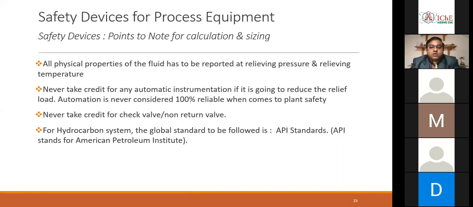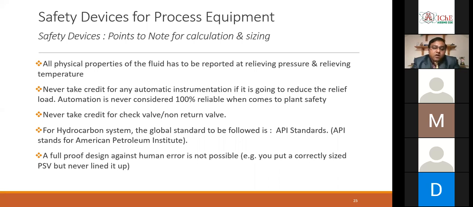The API numbers are 520, 521, 2000. These are the various numbers of the standards. Whatever I have discussed here is totally based on API, and API is followed everywhere. In every engineering consultant or client consultant, API is the base document that needs to be followed.